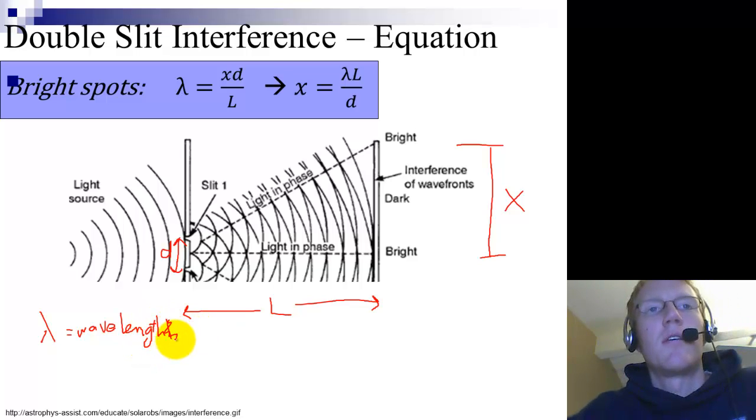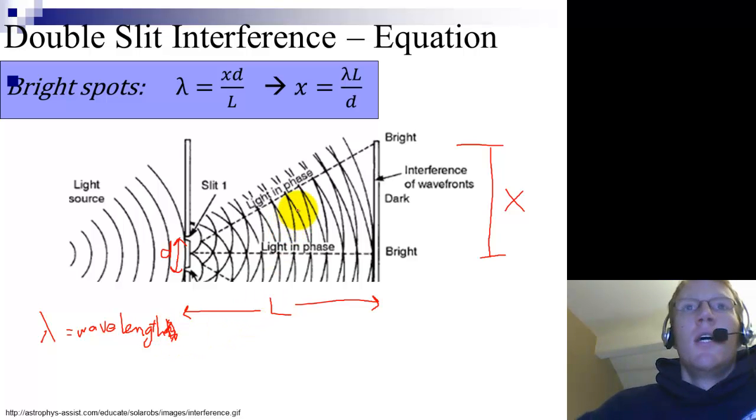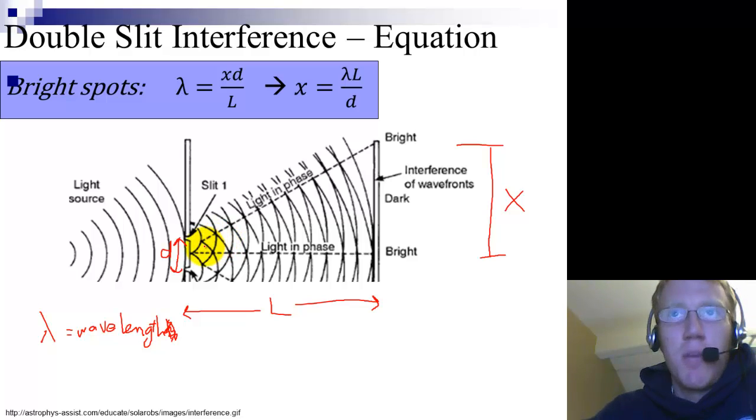Sorry, I almost spelled wavelength wrong. So now to do this math, I'm going to derive it real quick and try to explain it. If you are not at all interested in the math here, you can skip this, but if you're taking the class for the math section, I highly recommend that you do follow along.